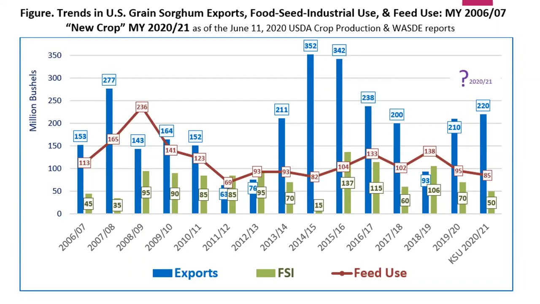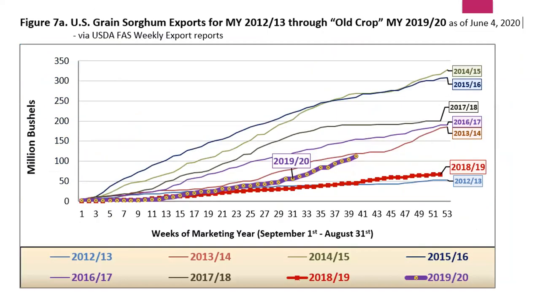Pronounced increase in exports, USDA is projecting. Still, the glory years, 2014 and 15, we're not up to 300 million bushels yet. But again, that was a China story. Exports, take note that if you're just looking at the rate of late, pretty good rate of growth for grain sorghum exports out of the U.S.